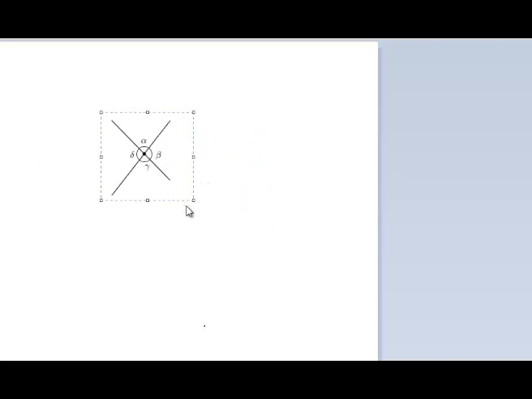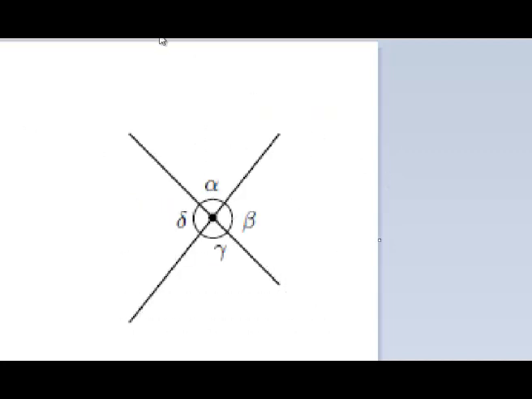So let me just make this a little bigger to illustrate what I'm talking about. Okay, let's say we have this. These are all Greek letters, alpha, beta, and two other letters which I don't recognize, but that doesn't matter. The point is this angle is equal to that angle. They are what are called vertical angles. They're opposite angles.